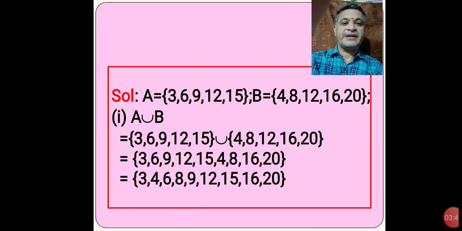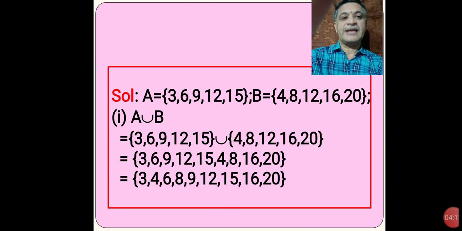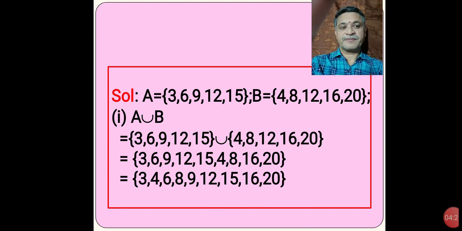4, it is not repeating in those elements. 8 is not repeating, you write. 12 is already written there, so you need not write 12 again. 16, you write 16 because it is not repeating. 20, you write it. So when the elements are arranged in order, we get 3, 4, 6, 8, 9, 12, 15, 16 and 20. So this is A ∪ B. Very, very easy to find A ∪ B, isn't it?